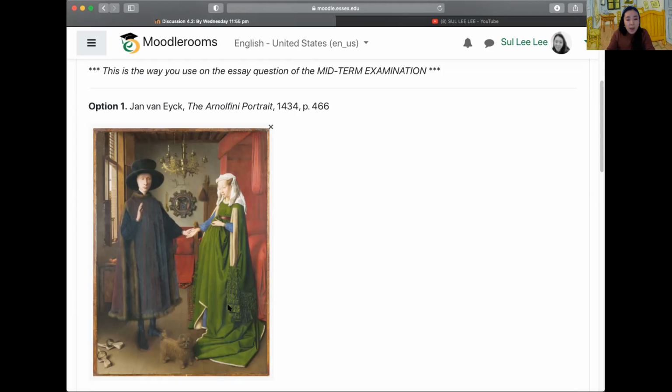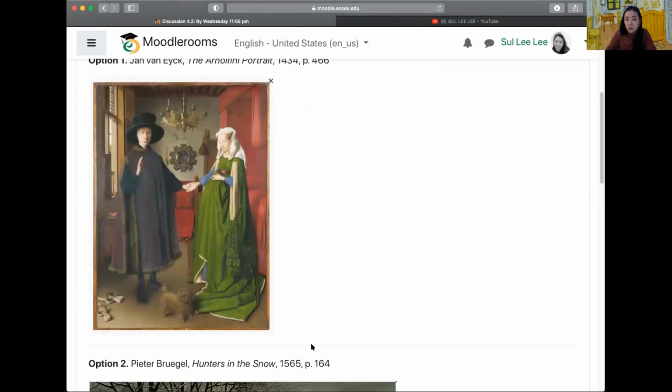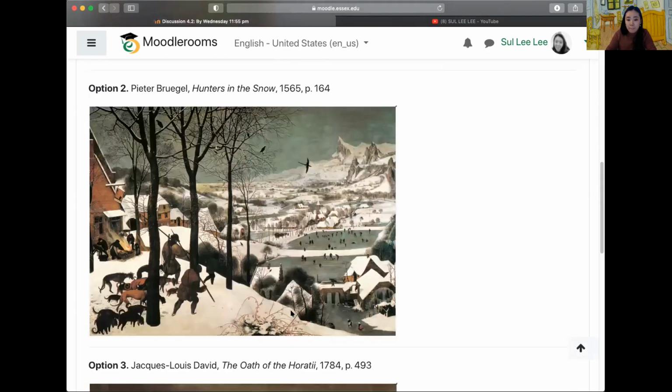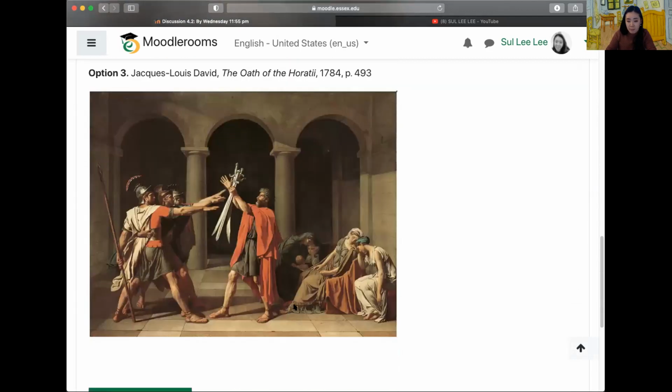Everyone can do the formal analysis if you know the visual elements and the principles of design, because all the artists use those factors. So choose one of them and then proceed with the formal analysis. Find as much as you can in a work of art, okay? It's going to be fun.